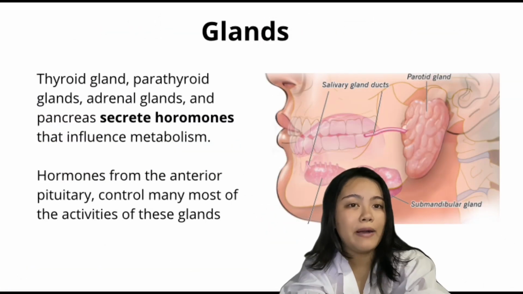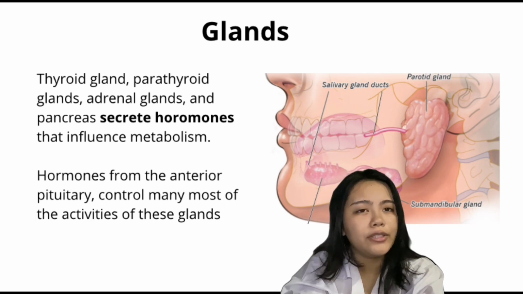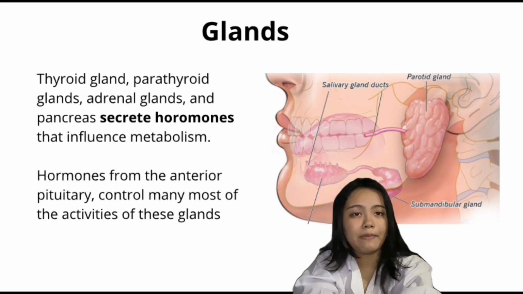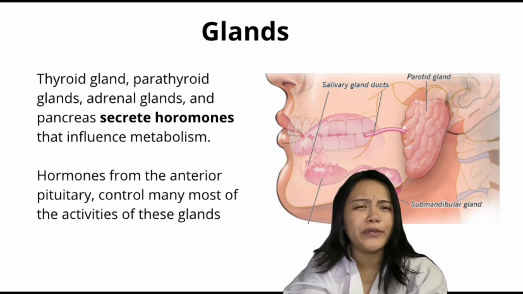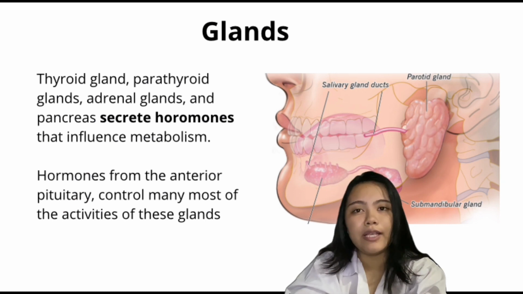We will now talk about glands. Thyroid glands, parathyroid glands, adrenal glands, and pancreas secrete hormones that influence metabolism. Hormones from the anterior pituitary control most activities of these glands.